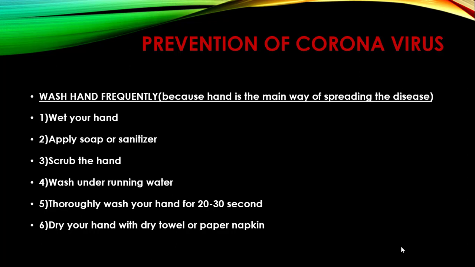Prevention of coronavirus. How can we prevent coronavirus transmission? First and foremost thing is hand washing. Wash hands frequently because the hand is the main way of spreading the disease. There are some steps to follow while hand washing. Wet your hands, apply soap or sanitizer, scrub the hands, wash under running water, thoroughly wash your hands for 20 to 30 seconds, and dry your hands with a dry towel or paper napkin.